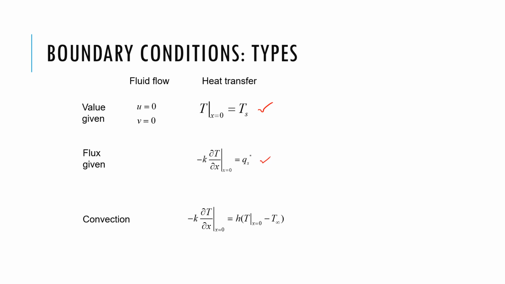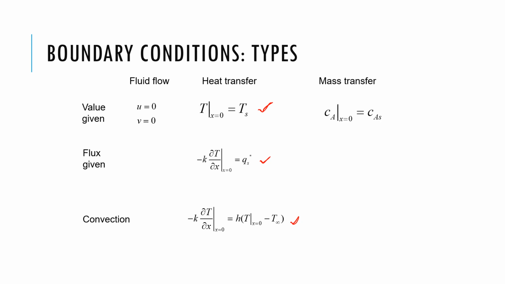In case of convection, that's the third type of boundary condition. That's the most common. So you have heating or cooling using a fluid flowing over a surface. So value given, flux given, and convection, these are the most common types.